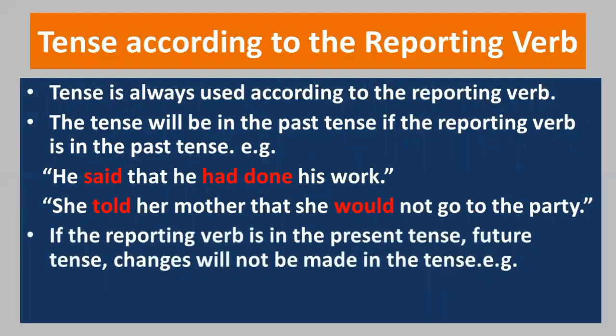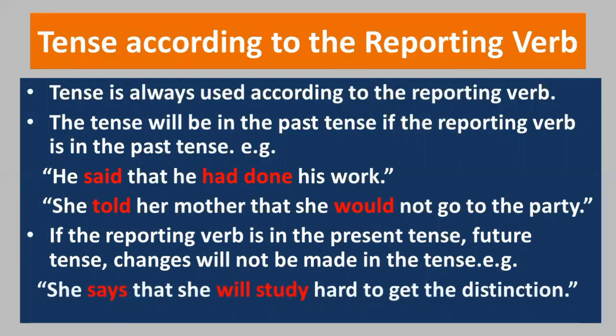And if the reporting verb is in the present tense or future tense, changes will not be made in the tense. For example, she says that she will study hard to get the distinction. So what we have to do, we have to use the tense according to the reporting verb.